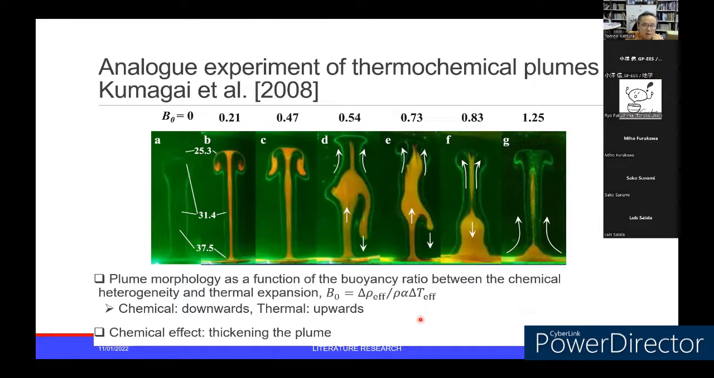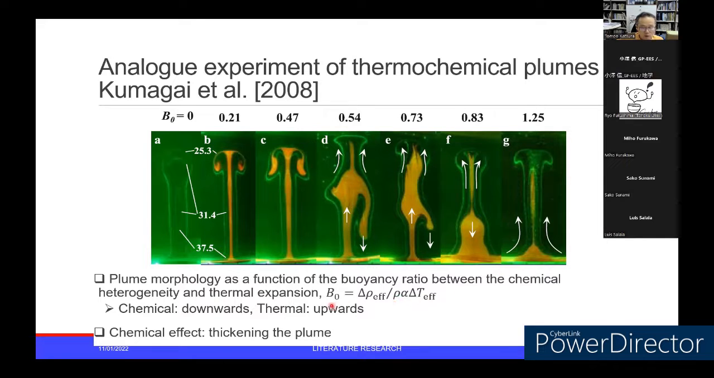Next, Kumagai et al. 2008 conducted an analog experiment using some organic compounds. They included the compositional heterogeneity. The green part represents the ambient mantle, and the orange part is a chemically heterogeneous part. And this thin part may indicate an isotherm. And they heated this analog structure from the bottom.